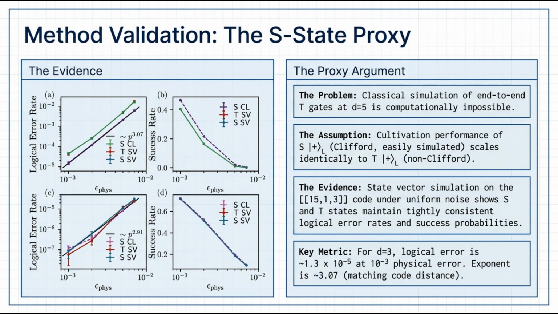At a physical gate error rate of 10^-3, the logical error rate with idling noise is approximately 1.3 times 10^-5, with a success rate of 46%. The fitting exponent of 3.07 matches the code distance, confirming that S-state Clifford simulation is a reliable proxy for evaluating the non-Clifford T-state performance in this architecture.